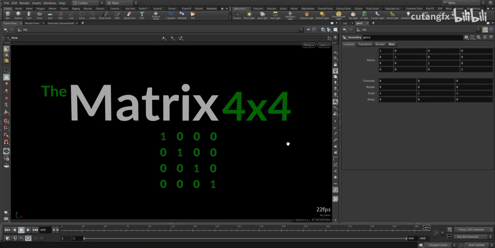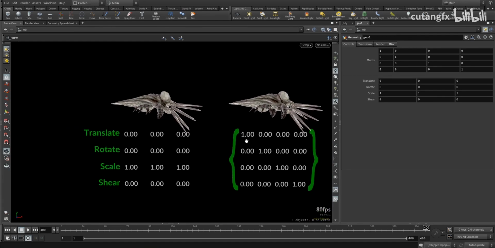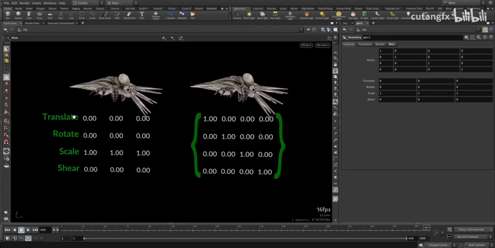And then we want to try and understand what they are and what they do, just so that those functions make more sense. Okay, so ultimately, the primary use of matrices is for transformations. Our translate, rotate, scale, and shear, as well as, of course, uniform scale and the offset of pivots. All of those combined together form our matrix.